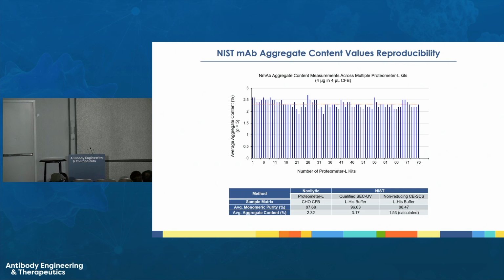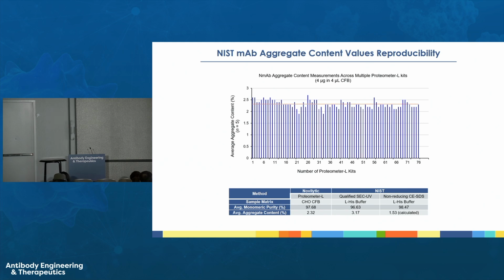But surprisingly, we took 76 individual Proteometer-L runs and measured the NIST mAb aggregate content average. It falls smack dab between what NIST reports by two methods. They used SEC UV and non-reducing CE-SDS, and our aggregate content is just in between, which I thought was pretty impressive. I don't know why it works, but it works. And it's really stable.